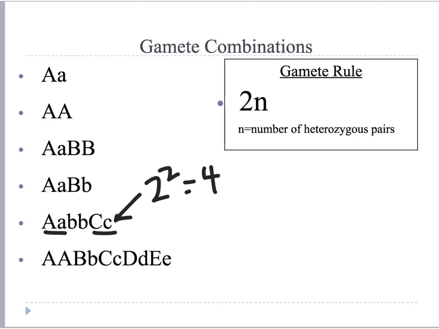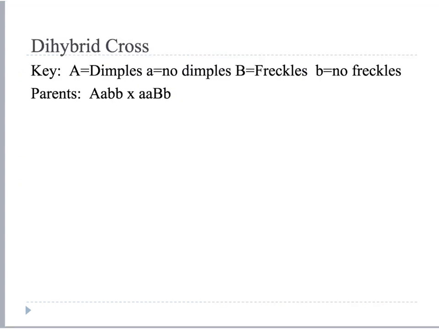In the bottom example, we have 1, 2, 3, 4. That is going to be 2 to the 4th power, which is going to be 16. We can expect 16 gametes. In a dihybrid trait, we only have 2 genes, so we don't really need to worry about any more than 4 gametes. So if we look here, it's going to start out like any problem.